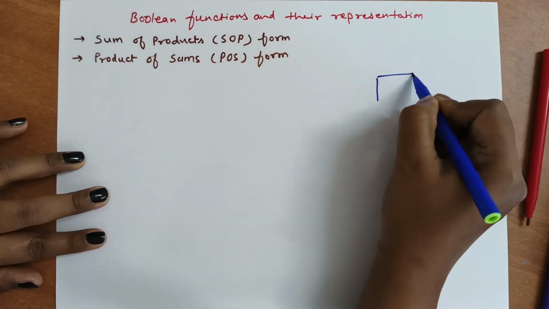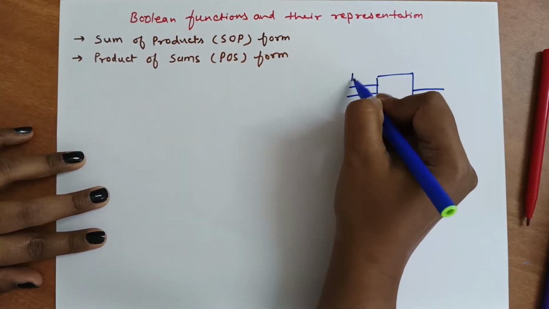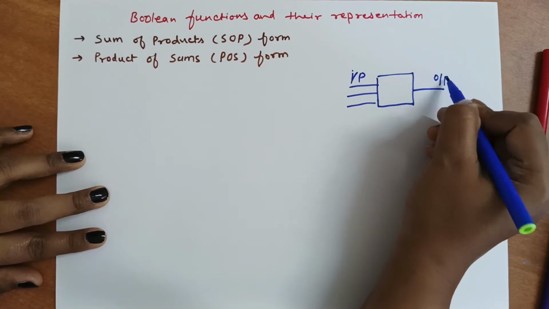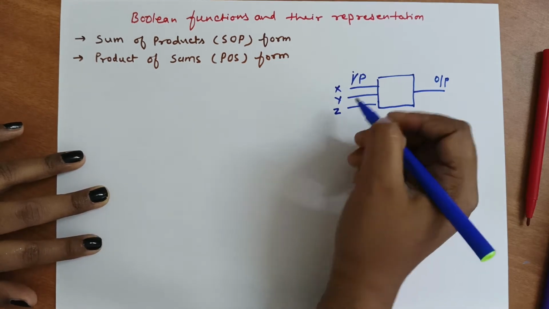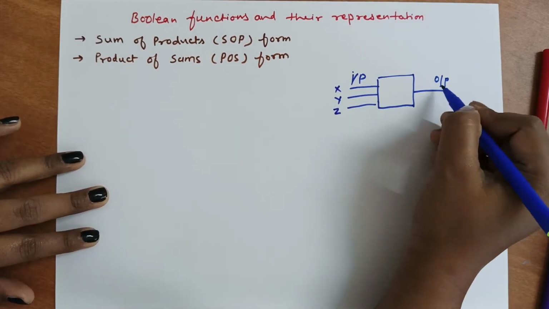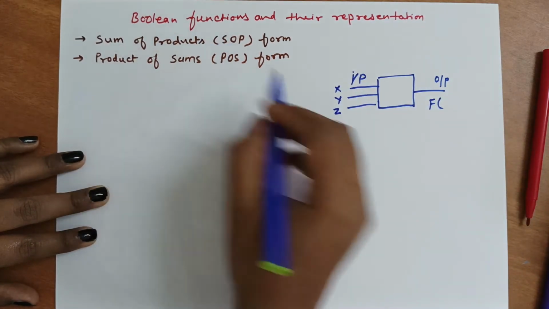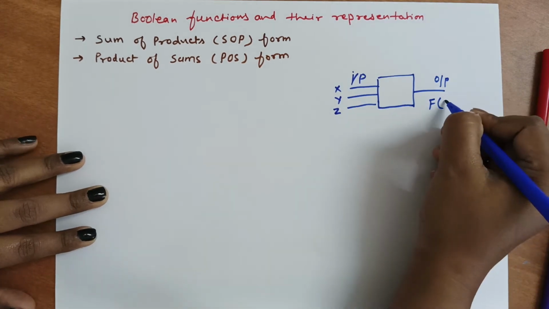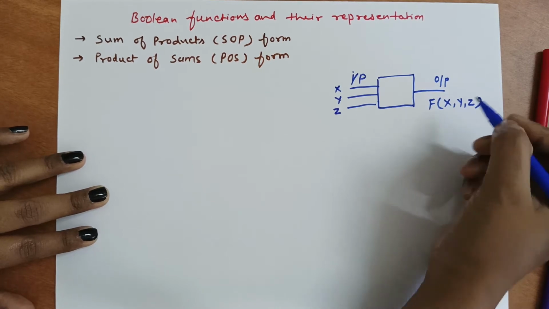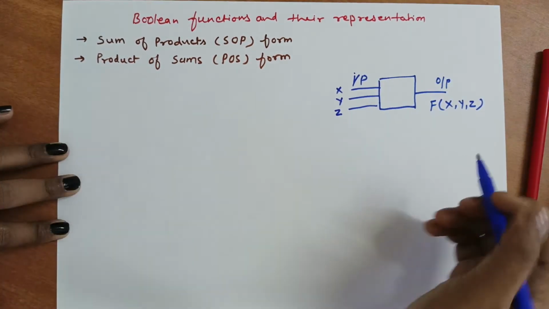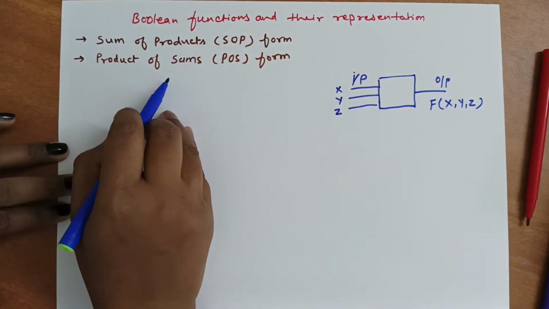We know for any digital logic circuit there are some inputs and there are outputs. Suppose inputs are x, y, z. These x, y, z are called input variables, and this output can be represented as a Boolean function of these input variables, so f of x, y, z. So this is the Boolean function of the logic circuit. Now we will see how to represent this Boolean function as sum of product and product of sum form.